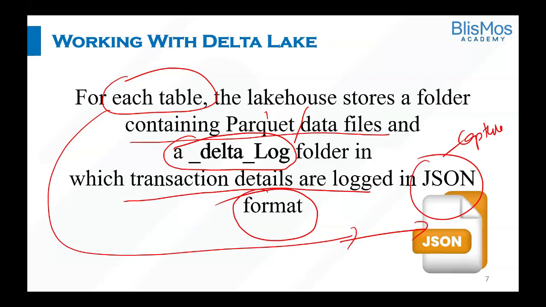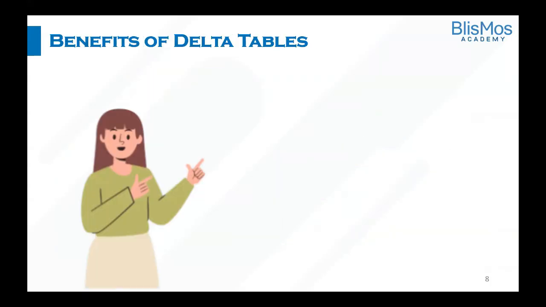Correct. So a delta table has two things: Parquet data files and the delta log folder. Okay, because of the combination of these two only, it is a table. Combination of these two, we are calling it a delta table, right? Exactly. Okay, sir.